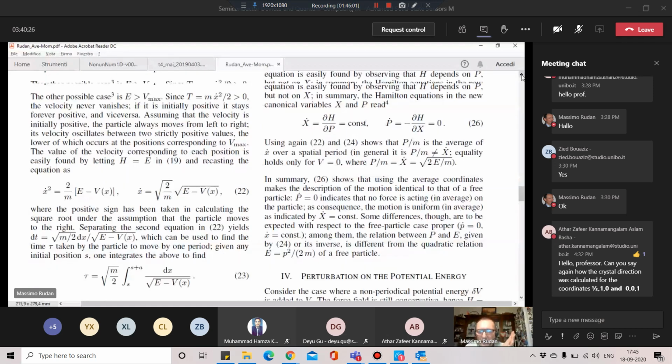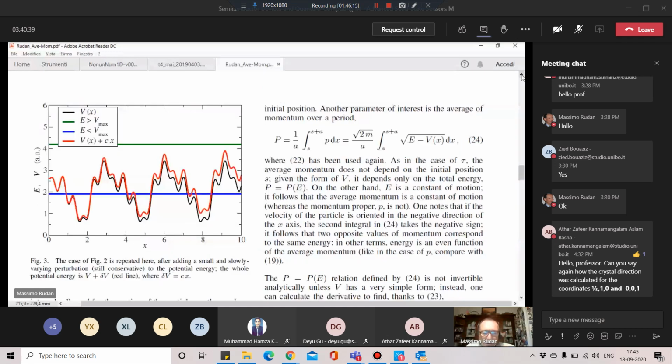Then we can do some other average. Okay. We may say, why don't we calculate the average momentum of the particle over a period? Okay, so the actual momentum of the particle is small p, okay? Of course, small p depends on time, because you remember the particle accelerates and then decelerates and accelerates again, okay?